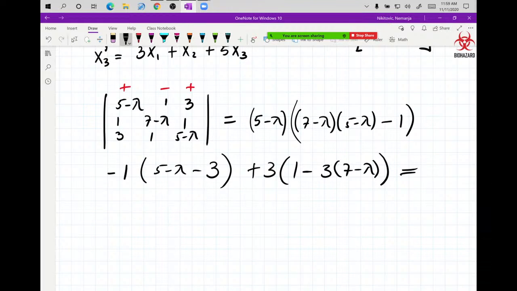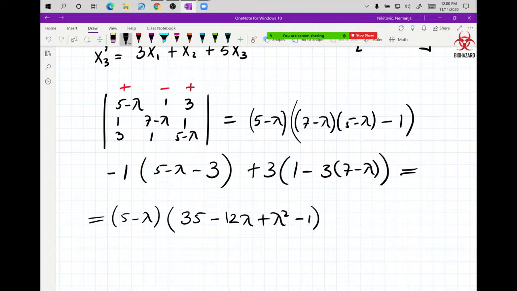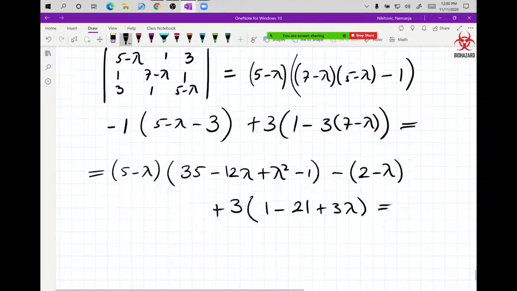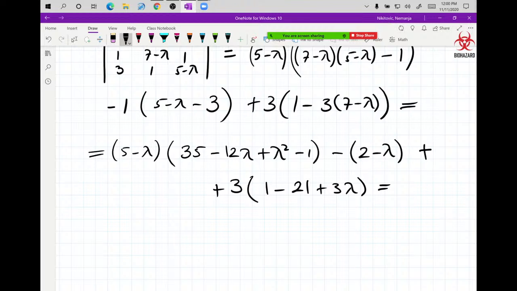So what do we have here? 5 minus lambda, that's 7 times 5 is 35 minus 12 lambda plus lambda squared and minus 1. The next parenthesis over here, when you distribute negative, actually that's a negative, and then the parenthesis is 2 minus lambda, because 5 minus 3. And then we have plus 3 times 1 minus 21 plus 3 lambda. I hope this is all good so far.